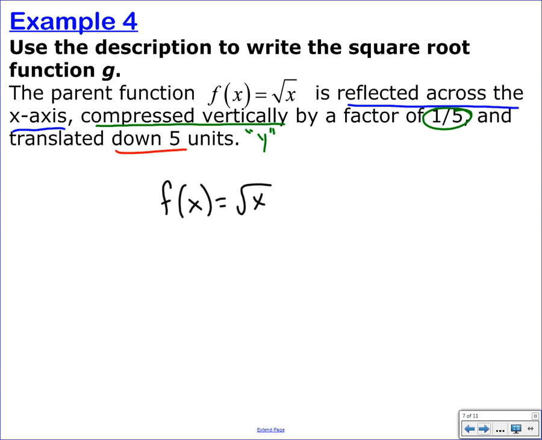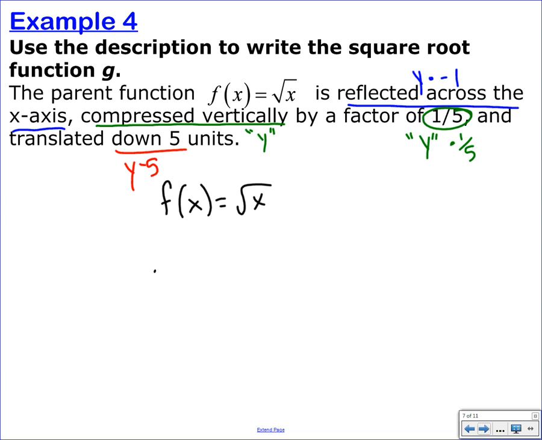Okay, so again, let's look at this. Reflected across the x-axis, your y's get multiplied by a negative 1. Compressed vertically by a factor of 1/5. Y's times 1/5. Down 5, again, now that's y's minus 5. So nothing's happening inside the radical.